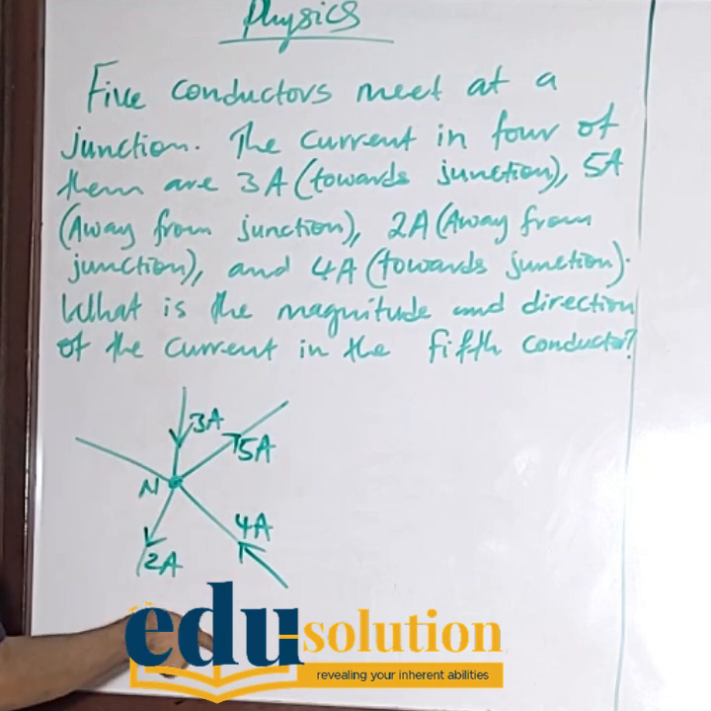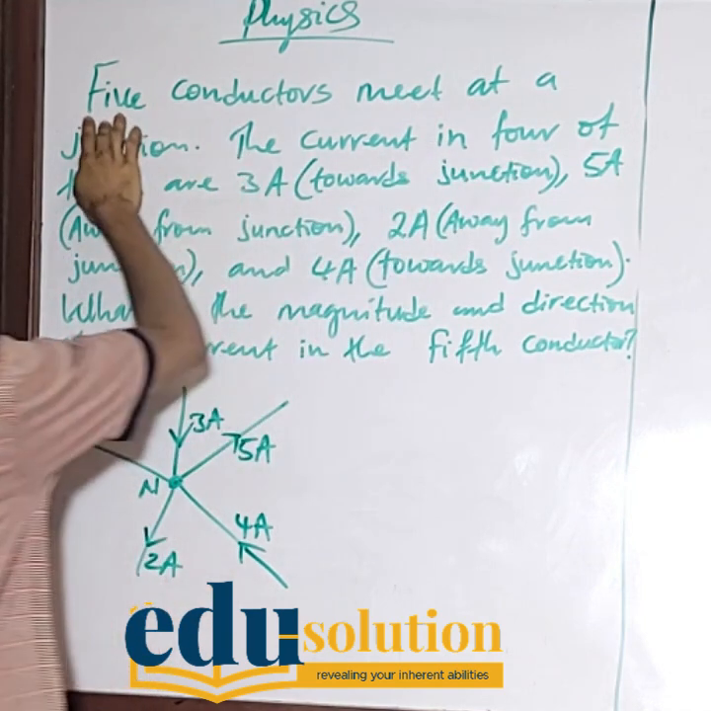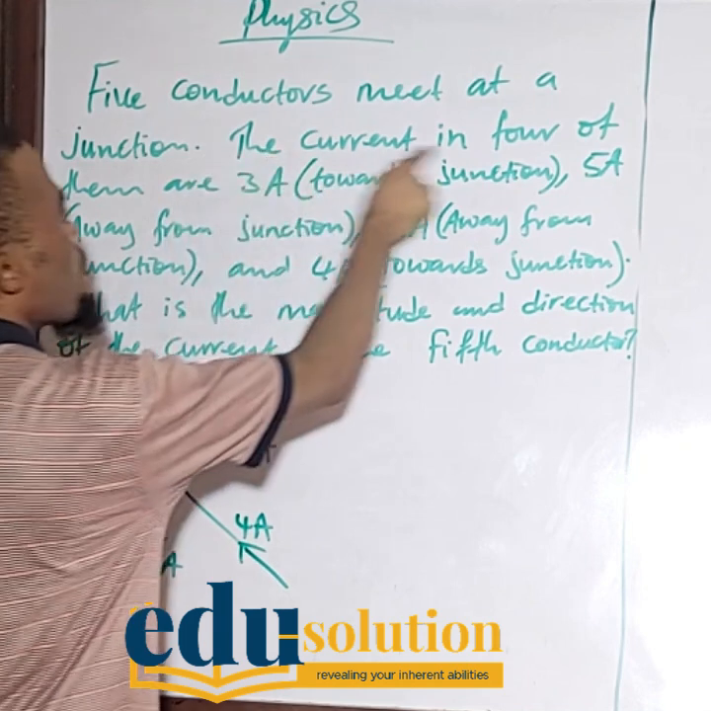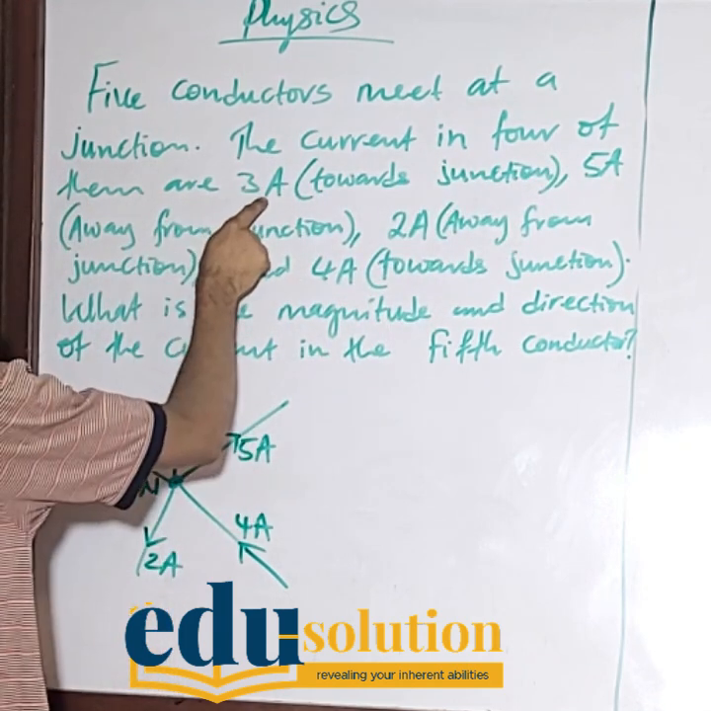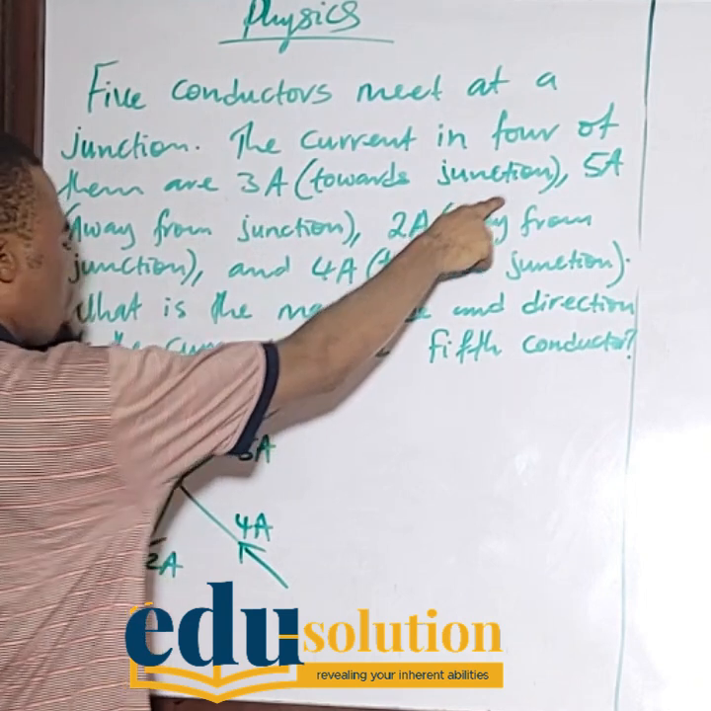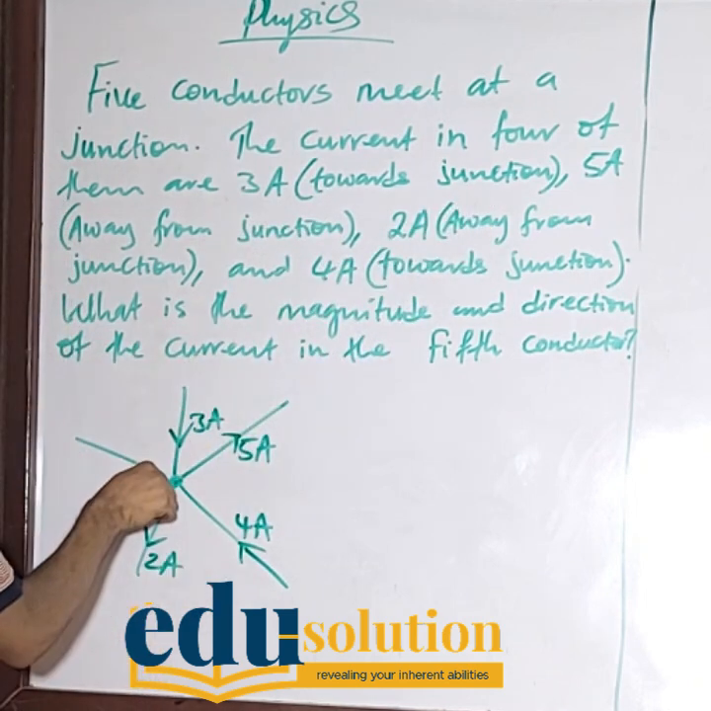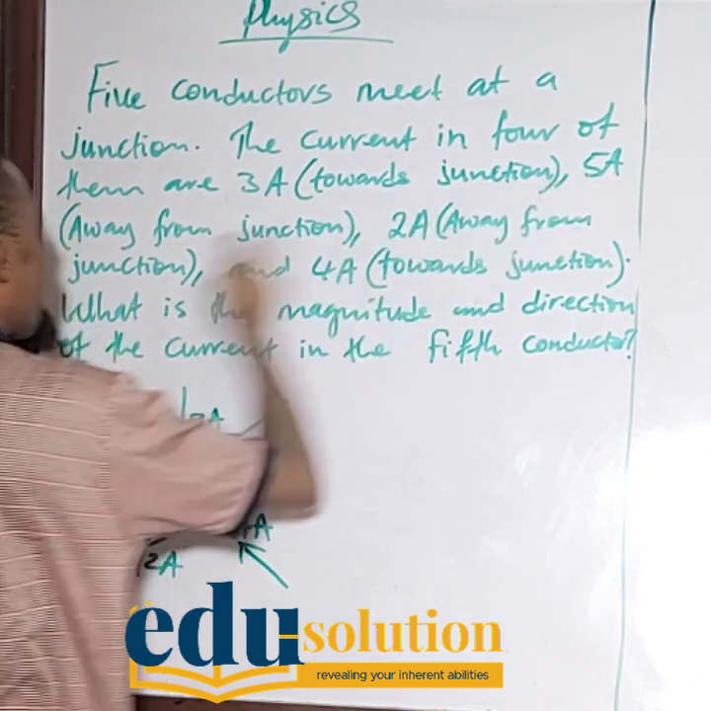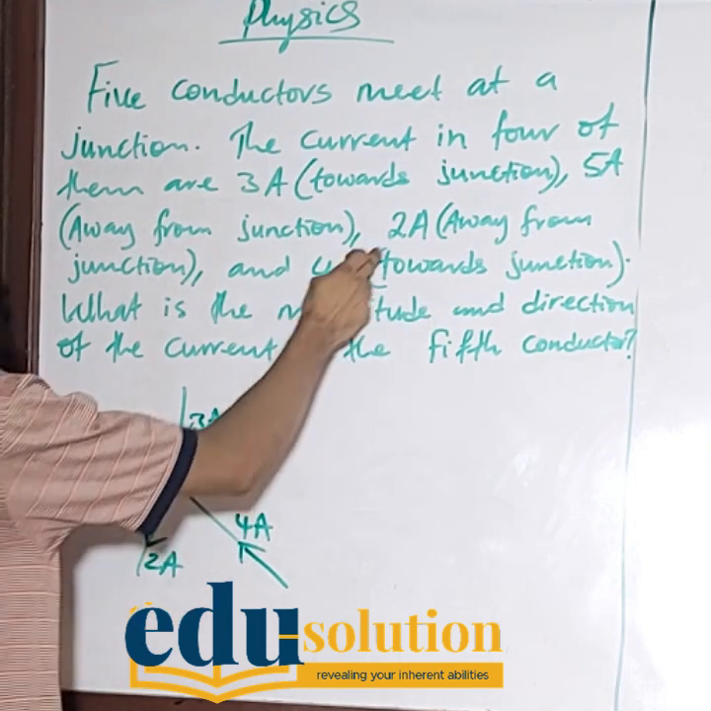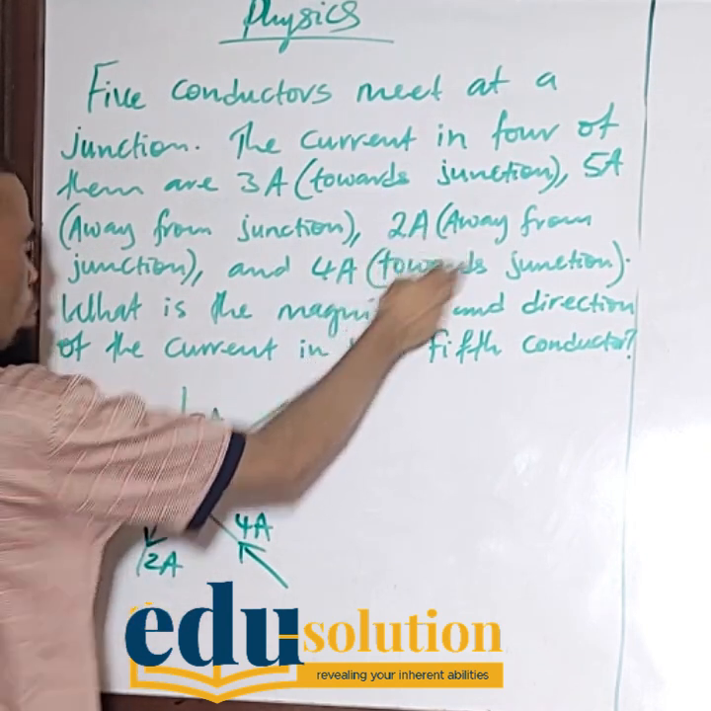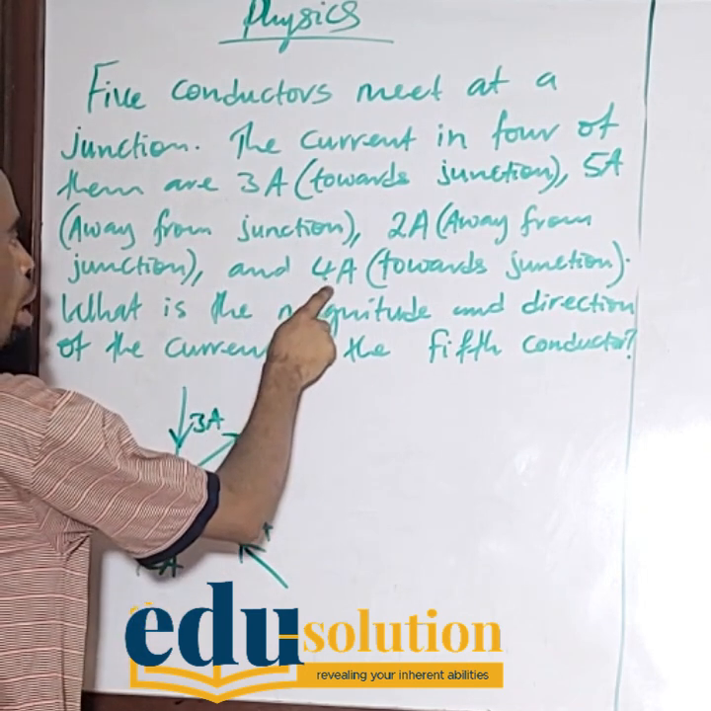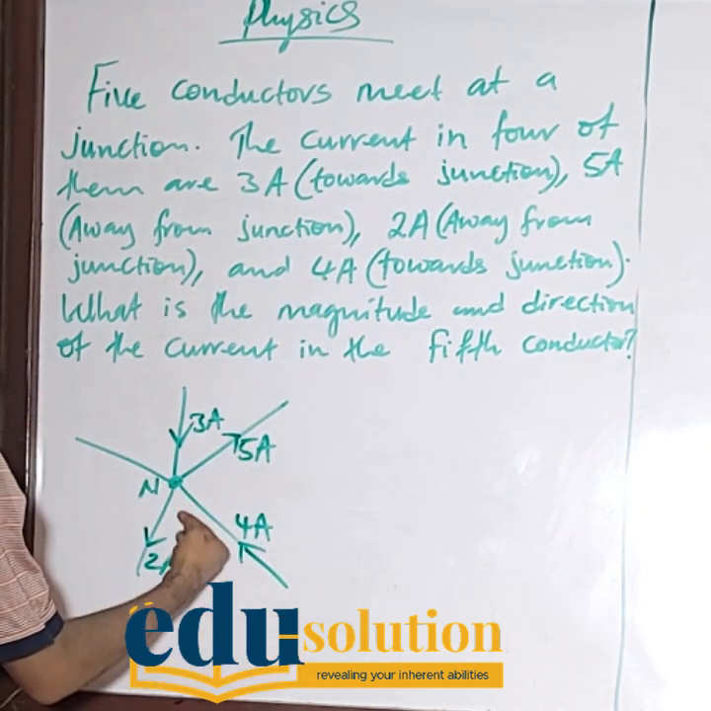So if I go over it again, the question says 5 conductors meet at a junction. This is the junction. The current in 4 of them are 3 ampere. They want to describe the 4 of them. The first one is 3 ampere moving towards the junction. You can see the arrowhead is moving towards the junction. The 5 ampere is flowing away from the junction. And then we have 2 ampere also flowing away from the junction. That's why it's pointing outside. Finally, 4 ampere is moving towards the junction.